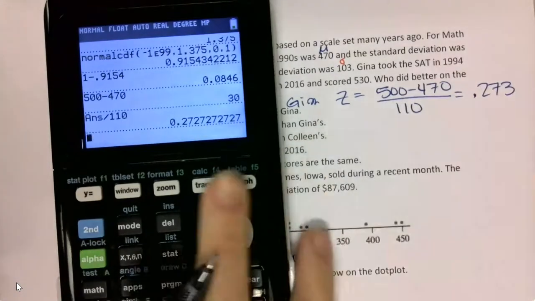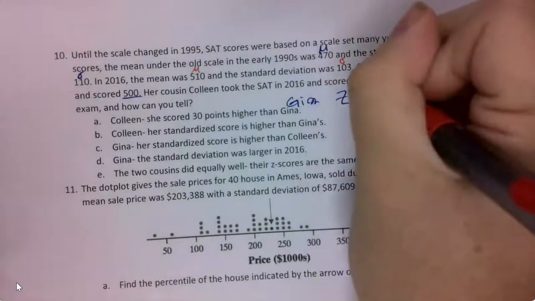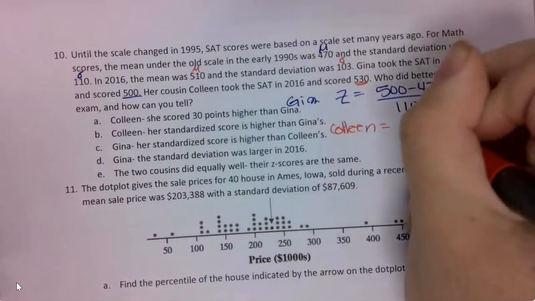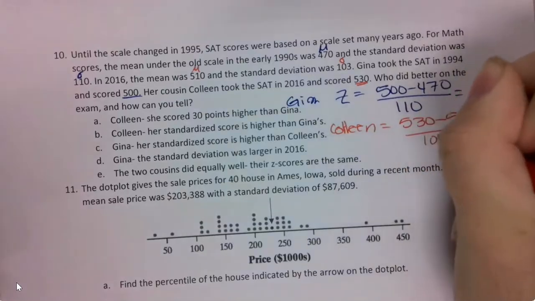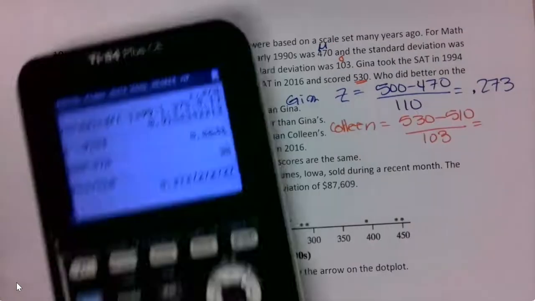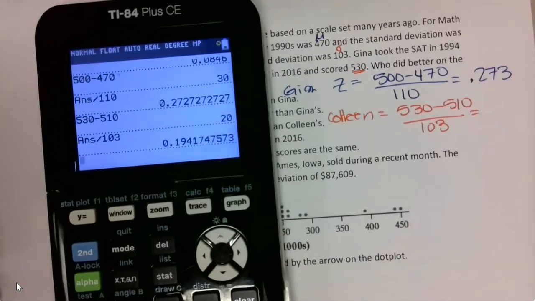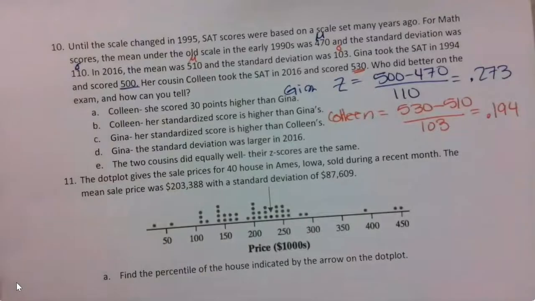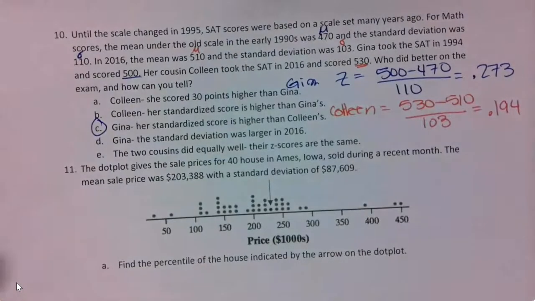Then I want to do the same thing for her cousin, Colleen, and she scores the 530. So I want to do 530 minus her mean of 510 and divide by her standard deviation of 103. So 530 minus 510, then divide by 103. Gets me 0.194. So Gina is further away from the mean. That means Gina scored higher. Her standardized score is higher than Colleen's.